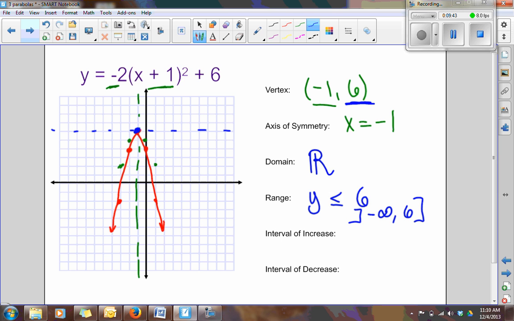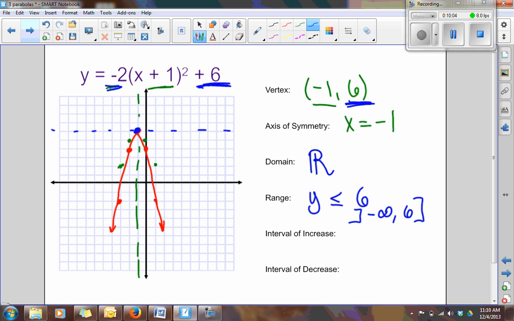So we can tell that from our graph, even if we didn't graph it, even if we're just looking at this function, we can tell, okay, our vertex is going to have a y value of 6, and we know our parabola opens downwards, so y is going to be less than or equal to 6. If a was positive, y would be greater than or equal to 6, because it would open upwards.